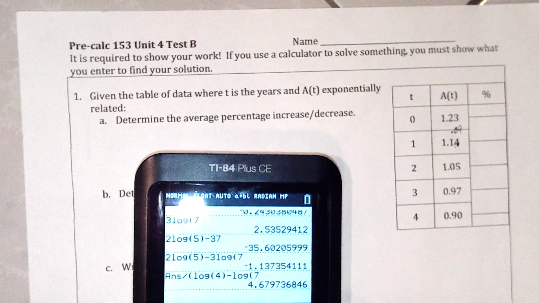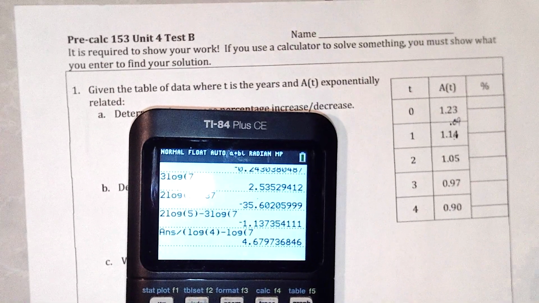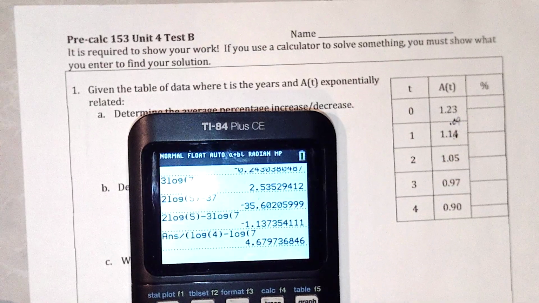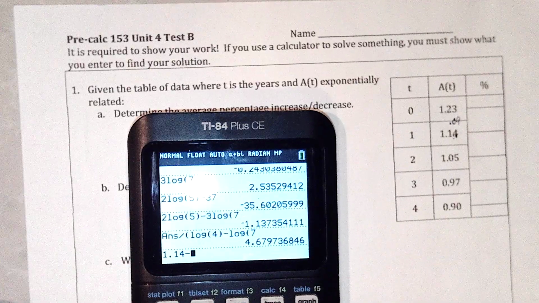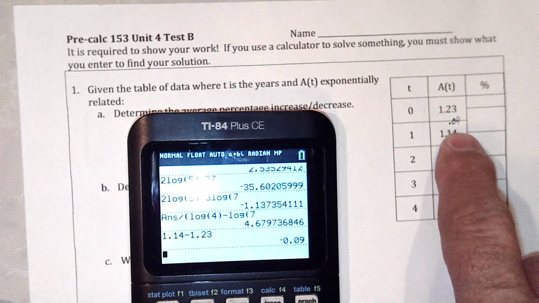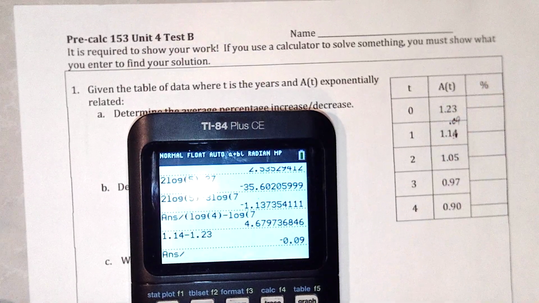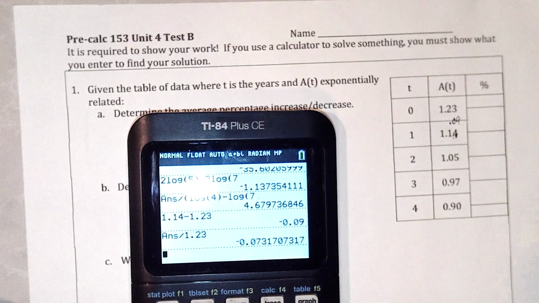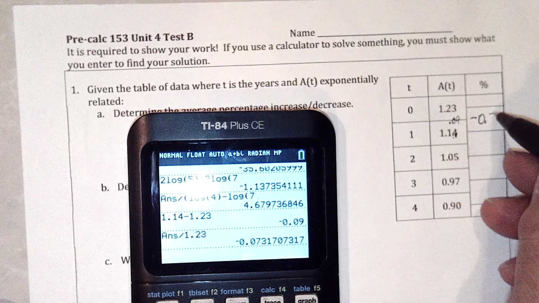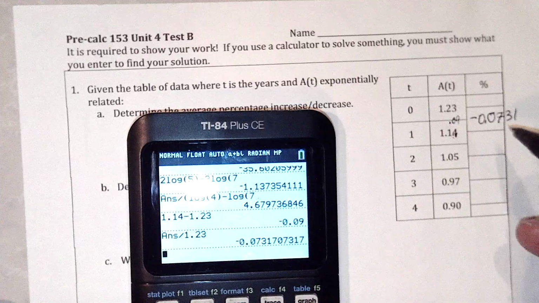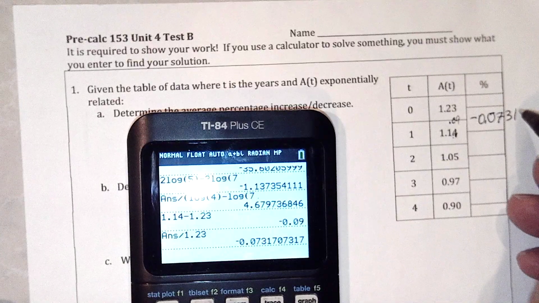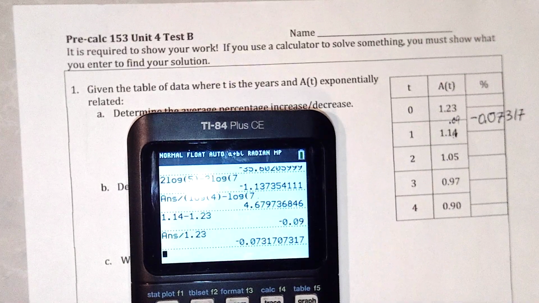I'll do this on the calculator so you can see what's going on here. So I have to take where I end up at, 1.14, minus where I started, 1.23. That's the change, minus 0.09, divided by where I started at, 1.23, and I get negative 0.0731 or negative 7.31%. I'll carry out 4 digits.